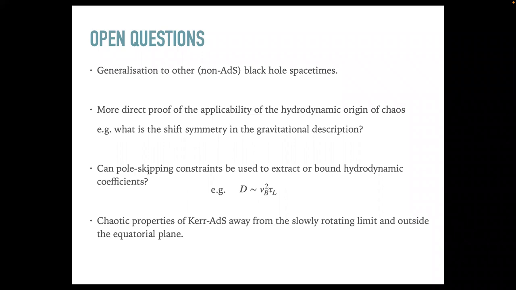There's been some interesting work on this, as I said. And finally, for the case of the rotating black hole, I focused on things in the equatorial plane for a large black hole in the slowly rotating limit, because that's where there is control. But it would be good to try and figure out the form of these correlations away from this nice limit.